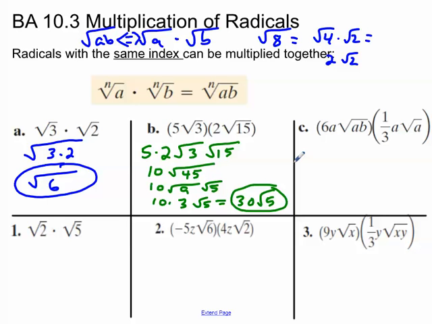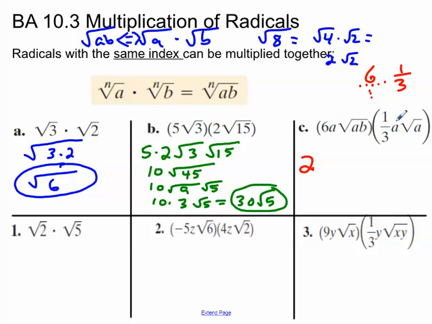Alright, but what about this? Same idea holds true here. I've got 6a times the square root of ab times all this stuff here. Yikes. Well, just like over here, we multiply what's outside the house first, the coefficients first. 6 times 1/3 is 6 over 1 times 1 over 3. 6 and 3 cancel out to give me 6 over 3, which is just 2. The number there is just 2.